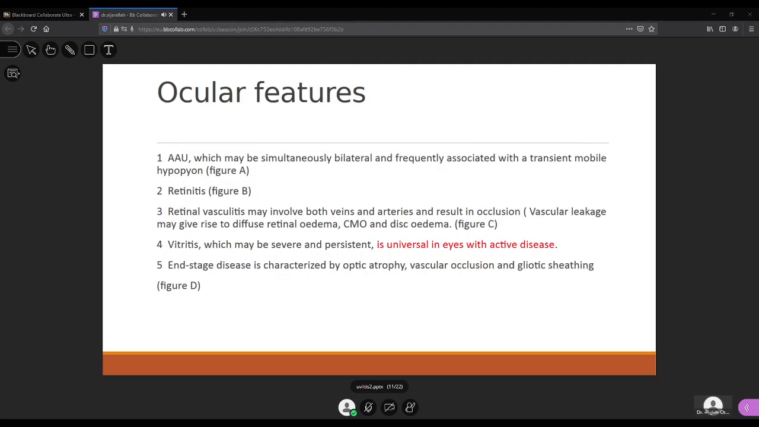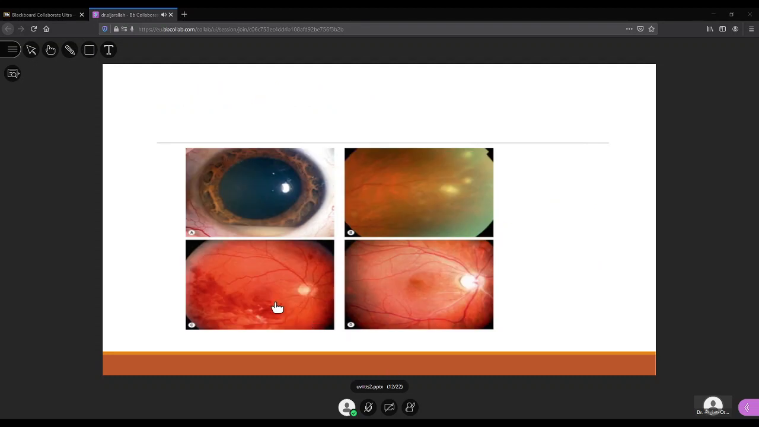Also one of the complications is retinal vasculitis, which may involve vein or artery, resulting in occlusion, and occlusion causing cystoid macular edema and diffuse hemorrhage in that part. So here, there is occlusion of the vessel. This occlusion causes hemorrhage. This hemorrhage can accumulate under the macula, and can also cause macular edema.